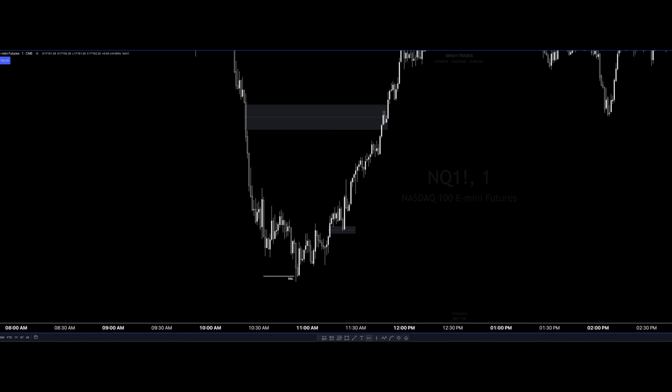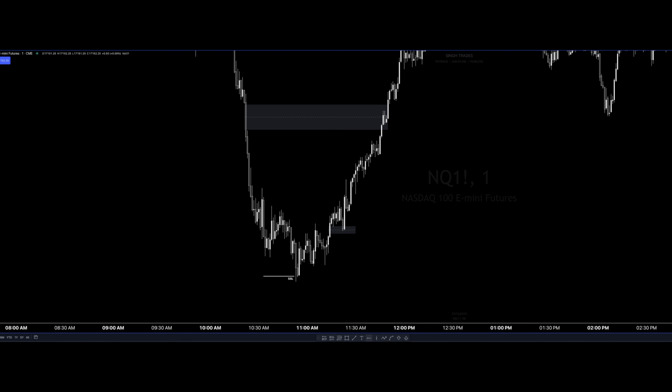You're risking $800 to make $2,600, right? But now, if we try to use the scale in method, let's see what we can do. So your first entry will be here, stop loss here, still targeting the fair value gap. So I'll go in 1 contract, right?